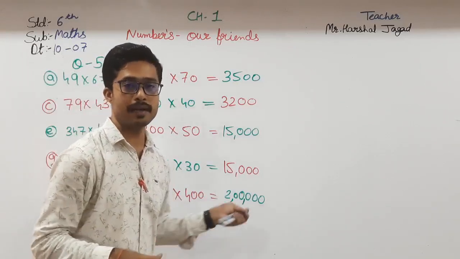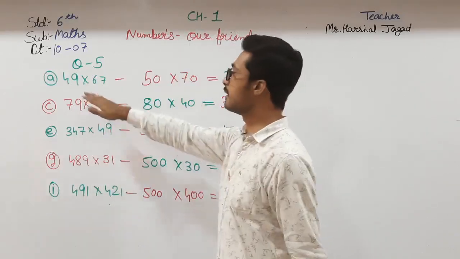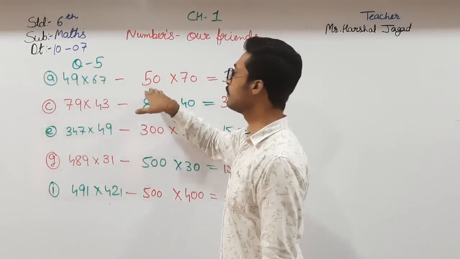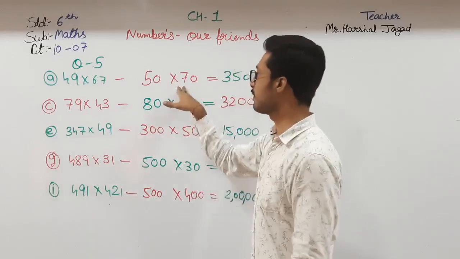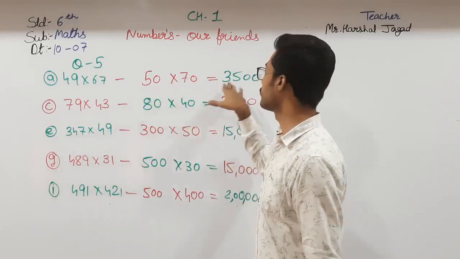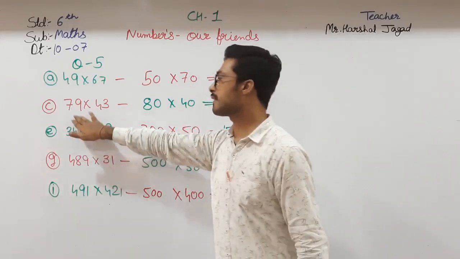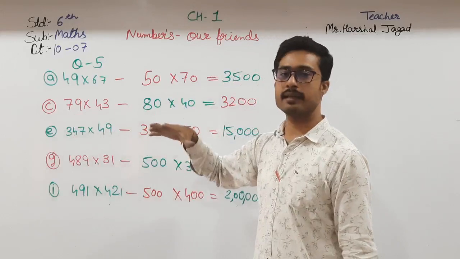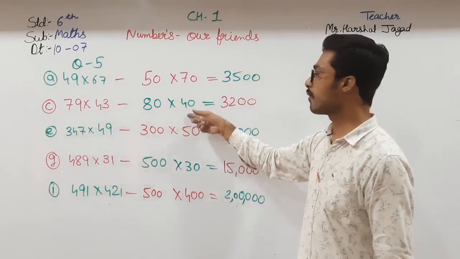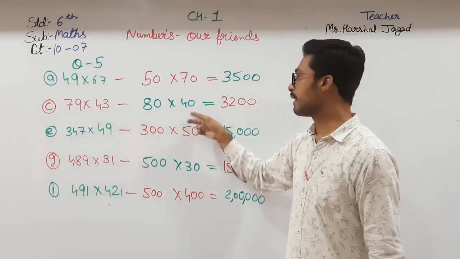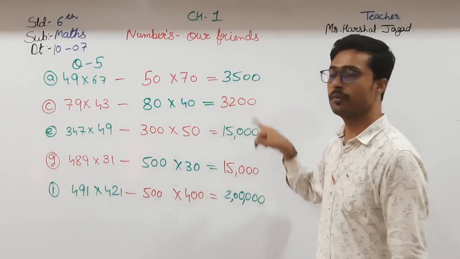So please write down this, students. What we have done here is we have to just estimate. Here it is 49, I can write that as 50, and here it is 67, I can write 70. And you know the table of 7, that is 7 5s are 35. Here it is 79, if we estimate that, it will be 80, and here it is 43, it can be rounded off to 40. Then 8 4s are 32, and 2 zeros.